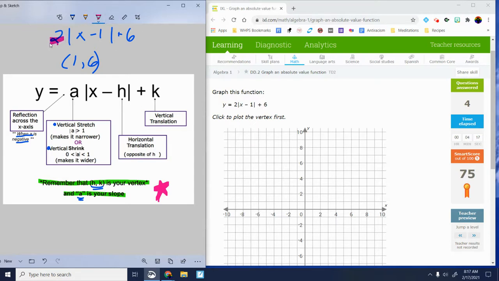My a value is 2. So the slope from that vertex is going to be 2. So I'm going to go over to 1, up to 6. That's my vertex. And then I'm going to go up 2 and over 1. Again, I only have to plot the 1 point, but to plot the second point, I just go up 2 and over 1 in the other direction from the vertex.